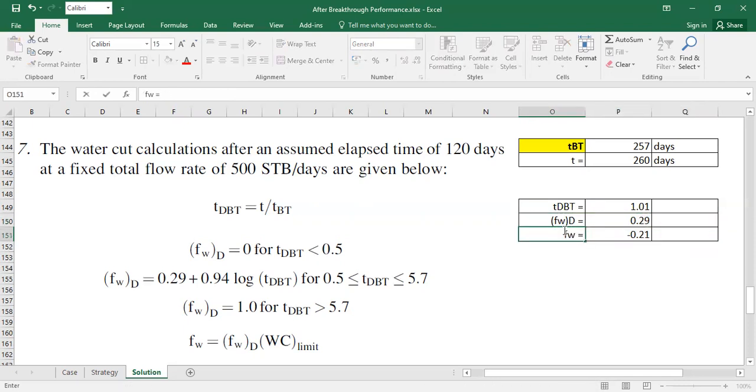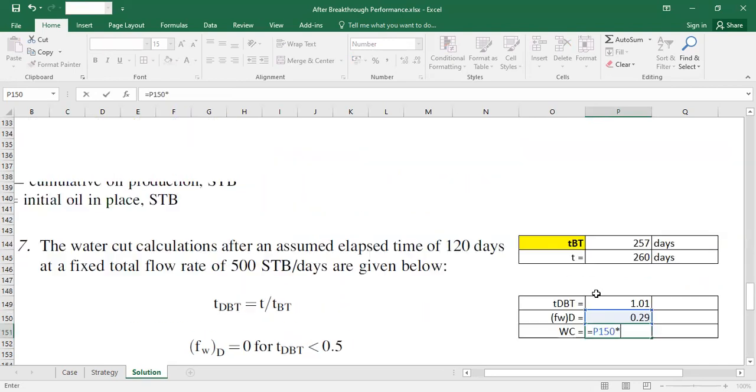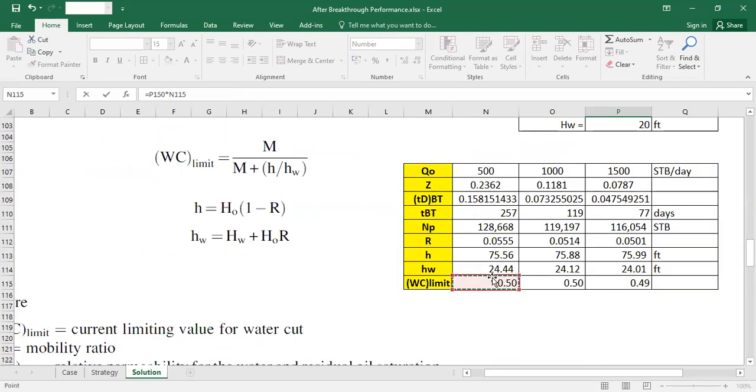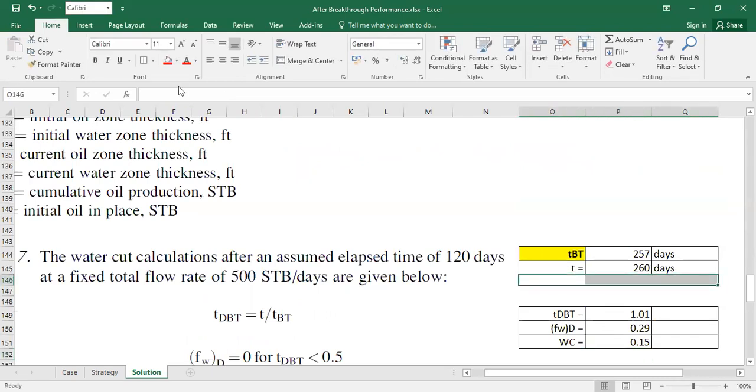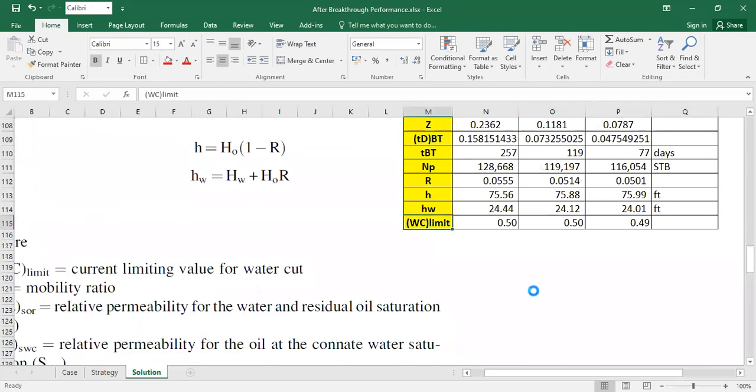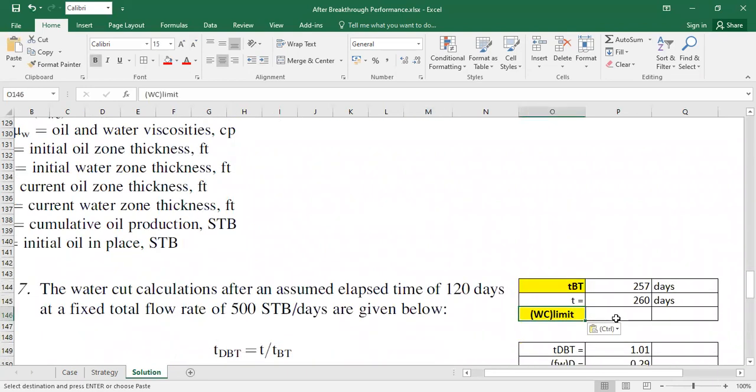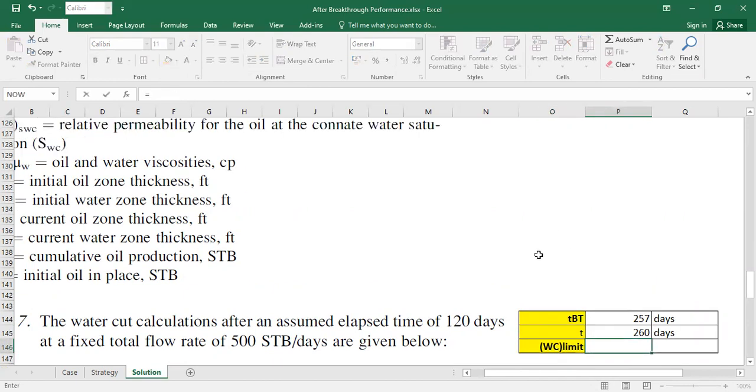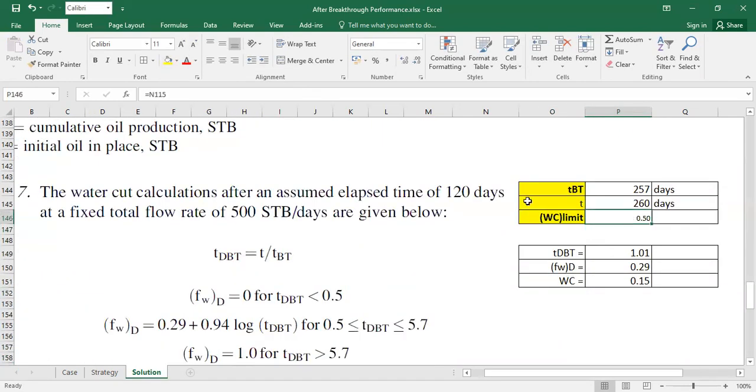FW, or maybe I'm more comfortable with WC, water cut. It's the dimensionless water cut multiplied by the water cut limit. So the water cut limit is there. Let me borrow my water cut limit, and connect it with the above table.